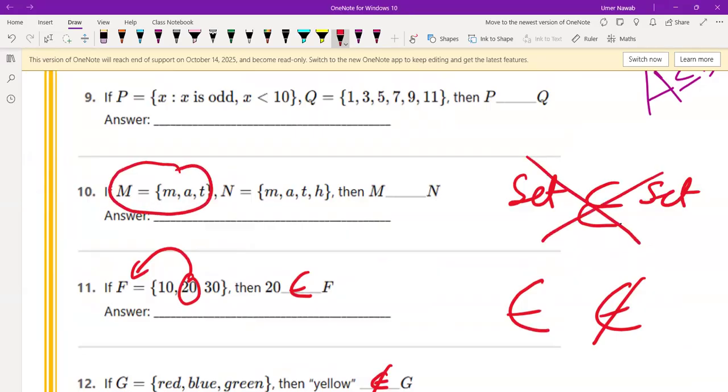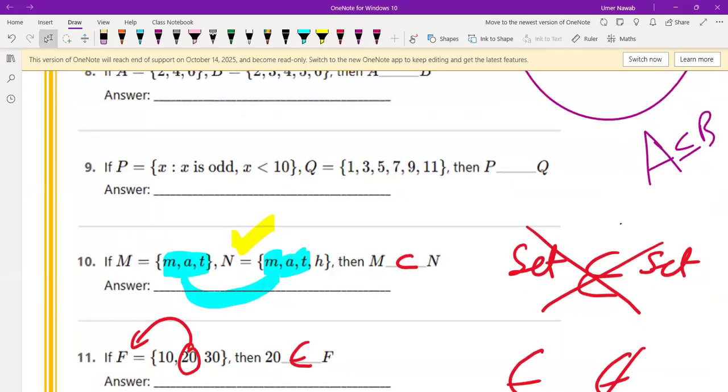So I have a set and I have another set. Do you see that all the elements of set M are contained in set N? It shows N is a bigger set and M is the smaller set. So I can say M is a subset of N. Now, in this question, he said X is odd. Can I write all the odd numbers? 1, 3, 5, 7, and 9. And here in the Q, he wrote 1, 3, 5, 7, 9, and 11. So can you check, are all the elements of set P, 1, 3, 5, 7, 9, contained in set Q? The answer is yes. So set P is a subset of Q.